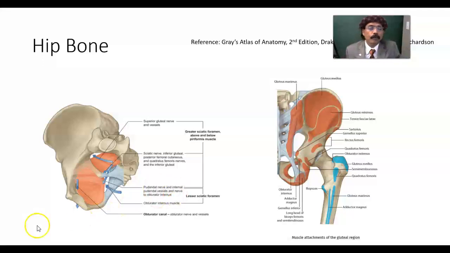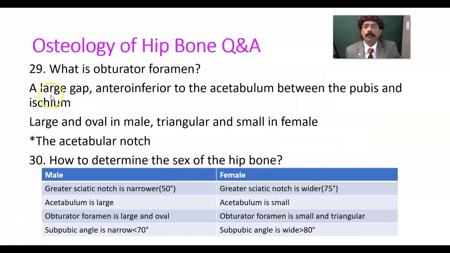Okay, we got that, and we know the muscular origins here. From the ischial spine and lesser sciatic notch we also have the origin of the gemellus superior and gemellus inferior. Okay, so we got that.